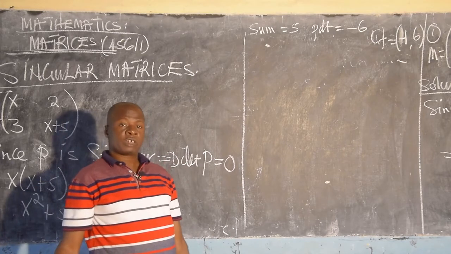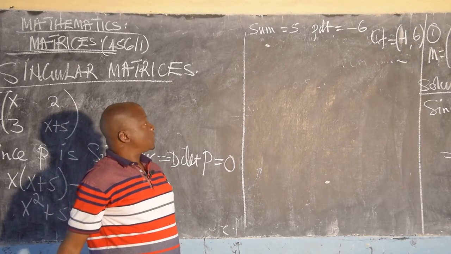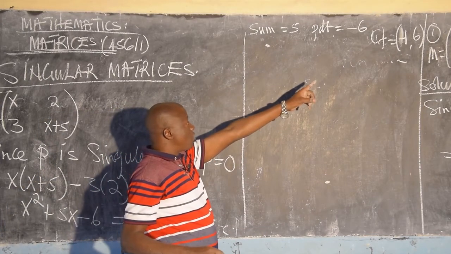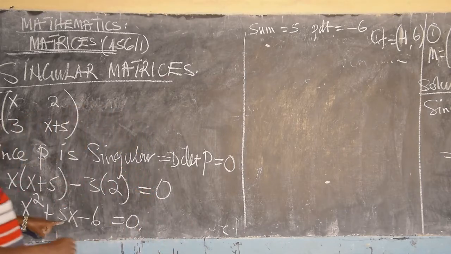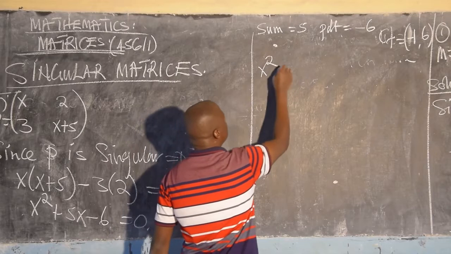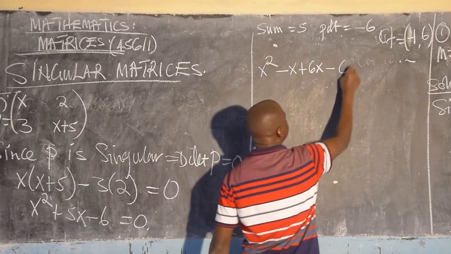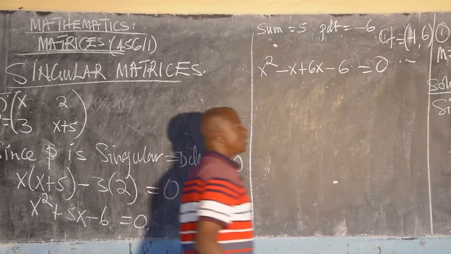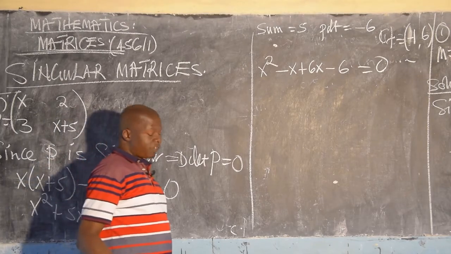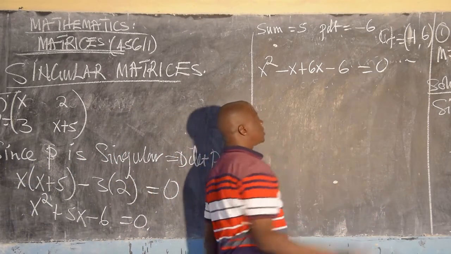It gives a product of negative 6 and also gives a sum of positive 5. Let us substitute negative 1 and 6 where there is 5. So this is x squared minus x plus 6x minus 6. This one gives a 0. What does the question call for? We are interested in the values of x.